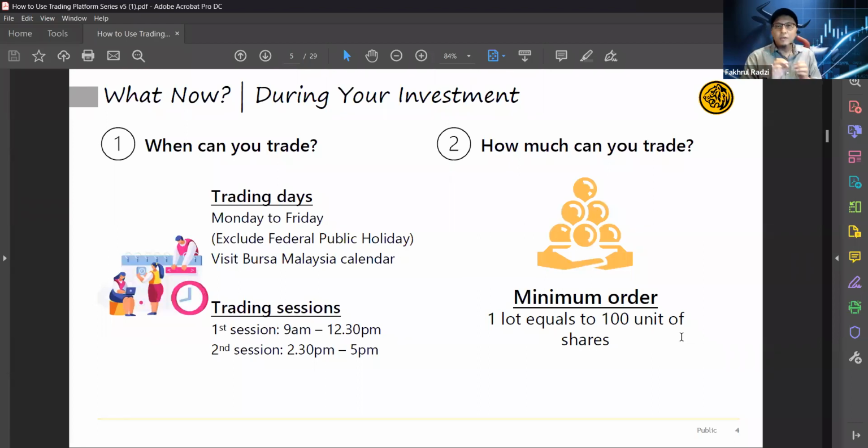As compared with the previous system, at 1 ringgit per unit of share, you needed to prepare at least 1,000 plus ringgit. Do you get what I mean? So compared with today, our current time, it is much cheaper to start to trade.